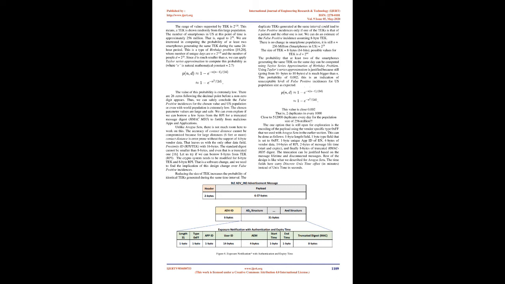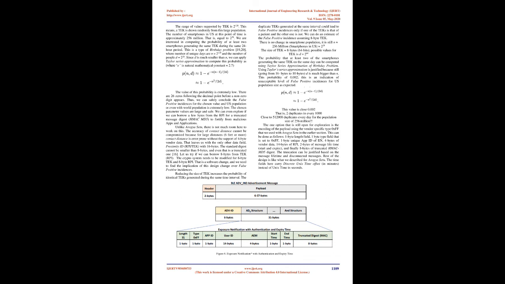We can even explore if we can borrow a few bytes from the RPI for a truncated message digest, HMAC-MD5, to fortify from malicious apps and applications. Unlike Arogya Setu, there is not much room here to work on this. The accuracy of contact distance cannot be compromised because for large distances, 6 feet or more, contact distance is error-prone without the support of 4-byte vendor data.